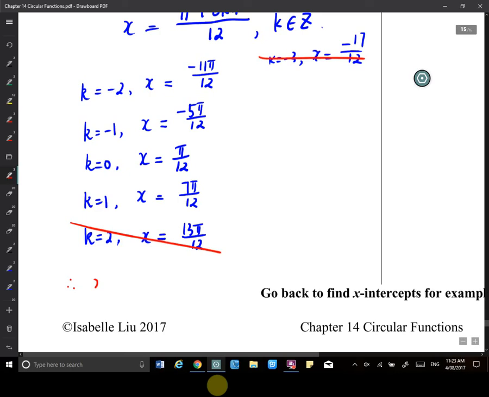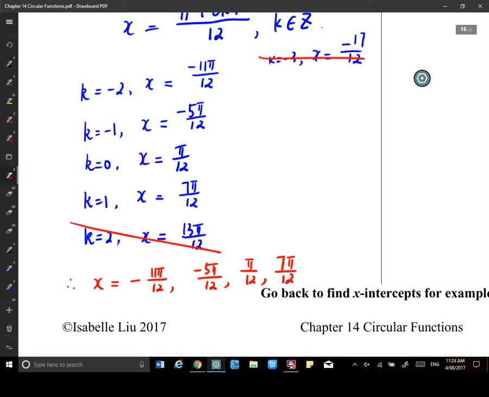So I'll make the conclusion that x can be minus 11 pi on 12, minus 5 pi on 12, pi on 12, 7 pi on 12, and that's the answer. How is 6 pi on 12 a solution? How is 7 pi on 12 a solution? Here it is 6 pi on 12.